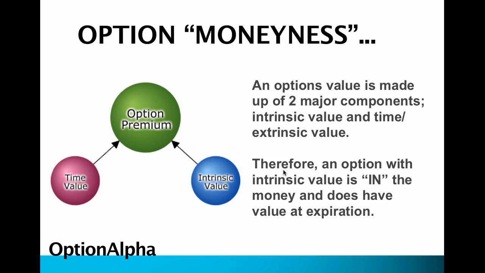Remember that option moneyness and option premiums are determined by two major components. We have intrinsic value, the value right now, and then we have extrinsic value, or the time value of the option. Those two things come together and that creates the option premium, or the total price. Just remember that an option with intrinsic value is in the money and has value right now if it were to go to expiration today. That's really one of the ways you can determine if an option is in the money, out of the money, or at the money.